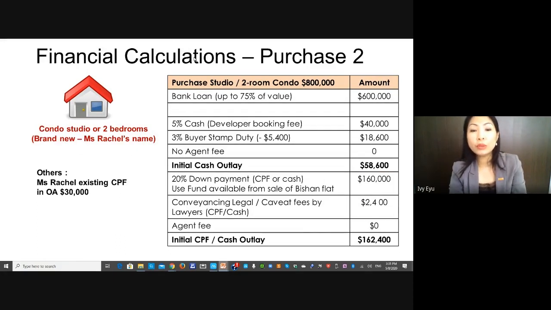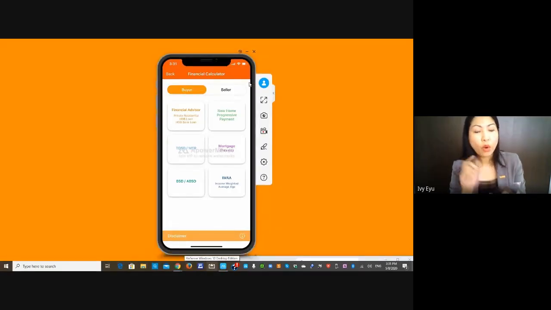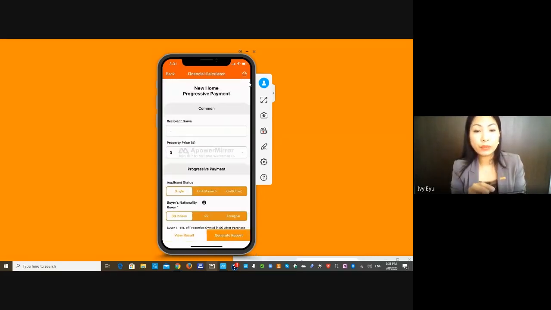Next, we move on to the daughter that we are going to use her name to buy this new condo from developer. So averagely, a new condo studio, 1 bedroom or 2 bedroom is estimated about 800K. So now we move on to our calculator. And over here, because she's buying a new under-development BUC project, for the buyer we will tap on the new home progressive payment calculator instead.